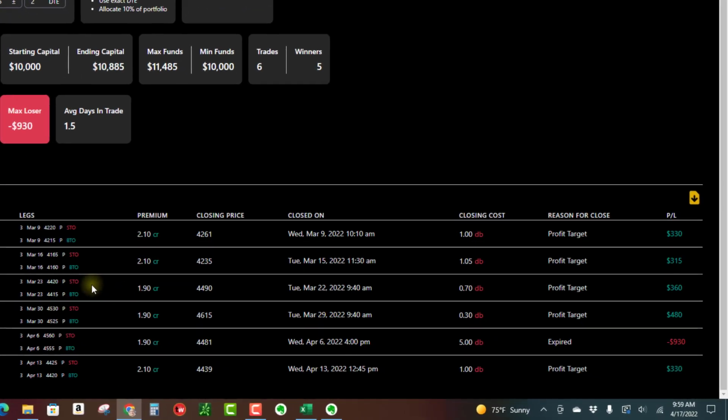But here's where the math gets good, right? So because we sold closer to the money, we got almost twice the credit. So remember, before we were seeing $1.10 or something like that. So this is almost twice the credit, which means that the max loss is less. And because we're risking 10%, basically $1,000 per trade to start off with, we're able to trade 3 spreads at a time because you're risking less.